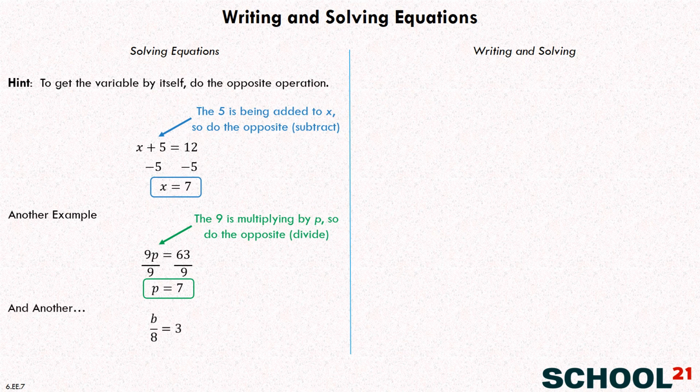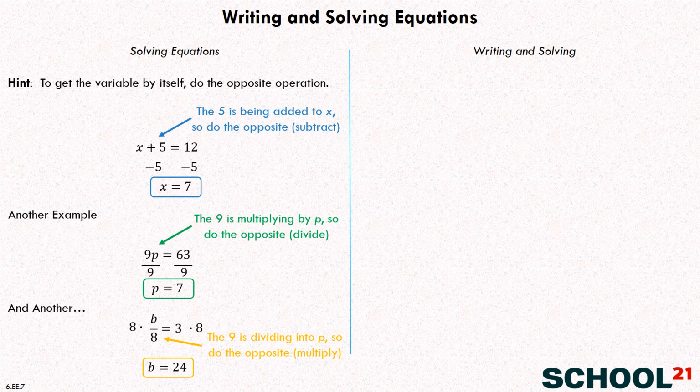Let's do one more example here. b over 8 equals 3. So what's the 8 doing to the b? Dividing. Dividing, right? So the 8 here is dividing into b. So we would do the opposite. What's the opposite of dividing? It's multiplying, right? Okay, so what should we do to both sides of the equation? Multiply by 8. Very good. Now what's going to happen with those two 8s on the left? They're going to cancel each other out. And what will be left on the left-hand side? b. And how about on the right-hand side? 3 times 8 is? 24. So we have b equals 24, and that's our answer.